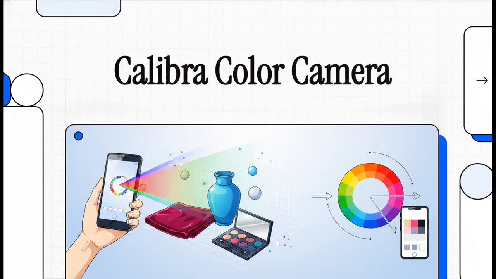Well, today we are exploring the source material behind the Calibra Color Camera, which is an app designed to solve this exact problem. We're going to break down how its technology actually fights back against ambient lighting to act as a highly reliable tool for professionals whose livelihoods literally depend on absolute color accuracy.